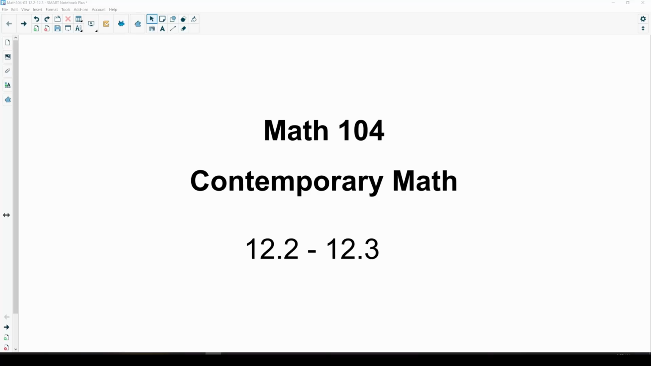Hey everybody, and welcome back to Math 104, Contemporary Mathematics. Today we're going to be looking at the end of section 12.2, our measures of central tendency, and 12.3, measures of dispersion.